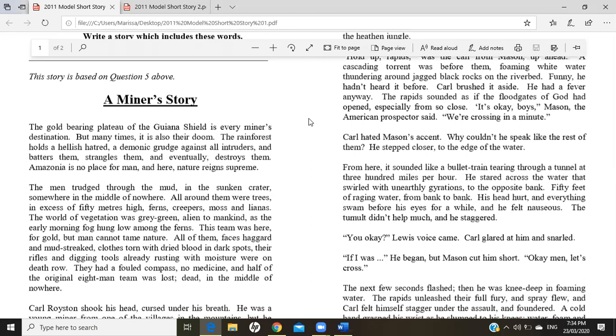Only for the summary writing, you count the words and you put it in brackets, like 110 words in brackets. But for the short story, the letter, and also the argumentative essay, you don't have to count the words and provide the word count at the end. Right? You don't have to do that.